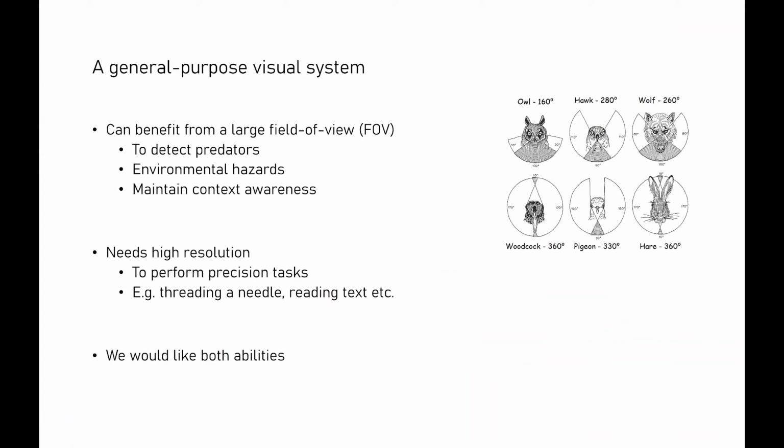When designing a general-purpose visual system, it's helpful to have a wide field of view for a variety of tasks, such as maintaining context awareness and detection of environmental hazards. However, it's also helpful to be able to perceive fine details for tasks such as threading a needle or reading text. Having both abilities is desirable.